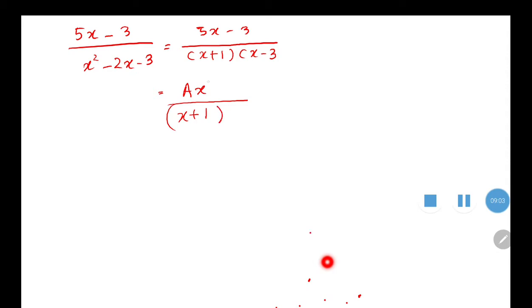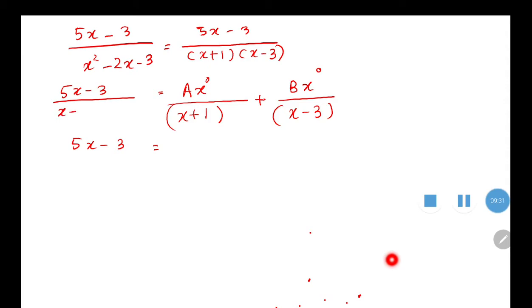Okay, so this one should be x to the power of 0 plus b x to the power of 0 also, since it is x minus 3. Okay, so now what do we do? Before that, let me write this so it will be more clear to you. So this is x minus 1 and x plus 3. Leaving 5x minus 3 here, what do we have here? x to the power of 0 is 1.